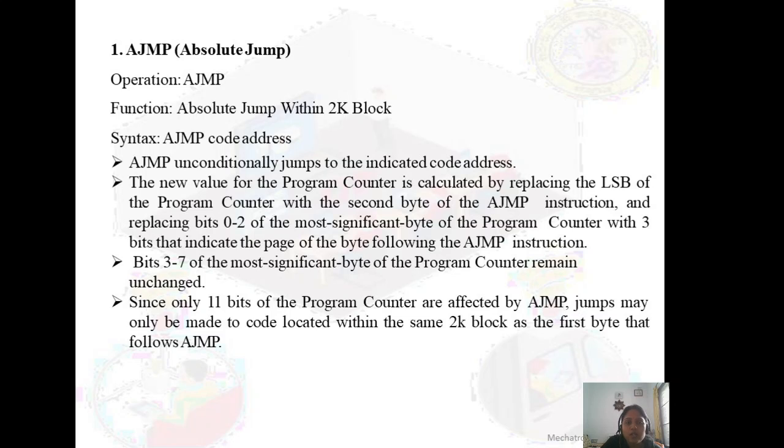Okay, the new value of the PC, as I have told you, the program counter, saves the address of the next instruction to be executed. So the new address in your program counter is calculated by replacing the LSB of the PC with the second byte of the AJMP instruction.